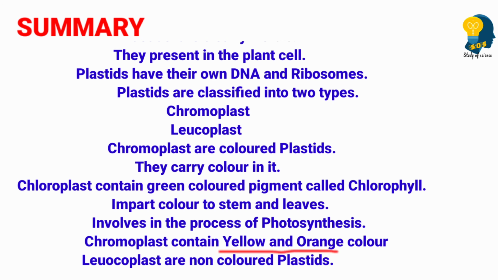And we have learned about leucoplast, which is called the colorless plastids. They do not give any kind of color to the parts of the plant. Instead, they store starch, oil, and protein granules. I hope I made this concept called plastids very clear.